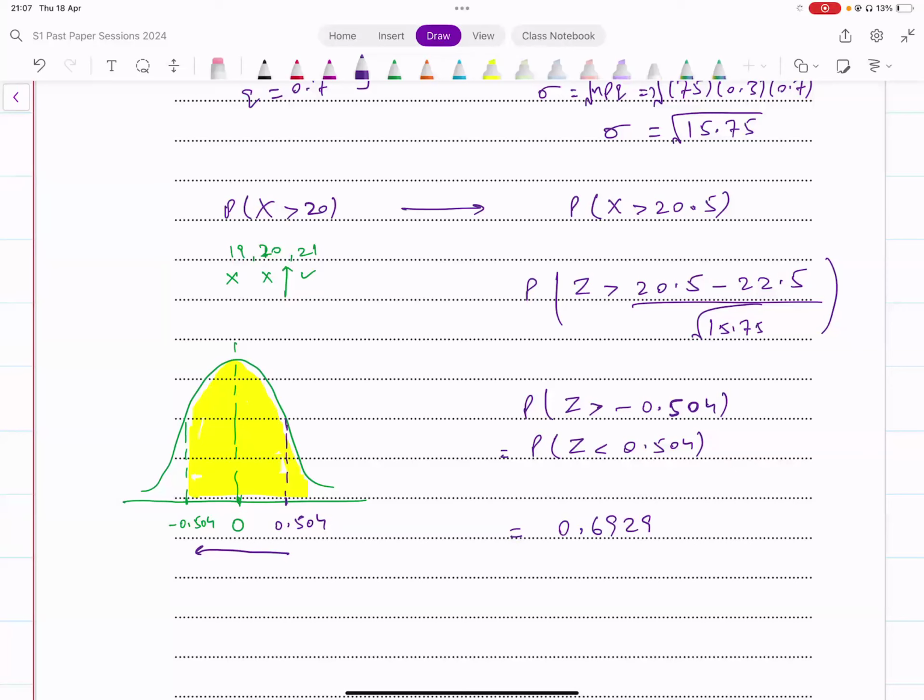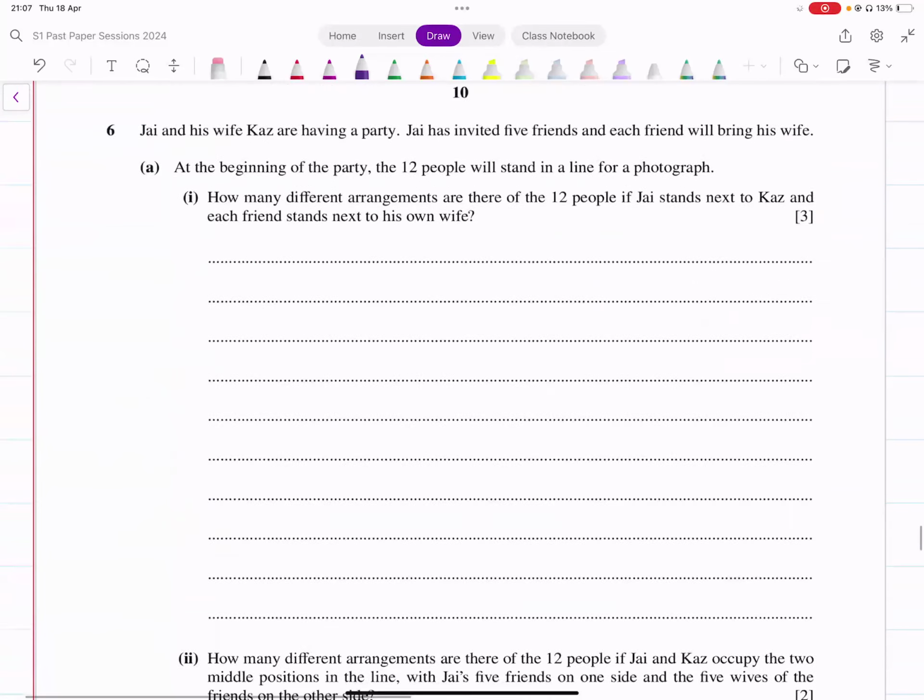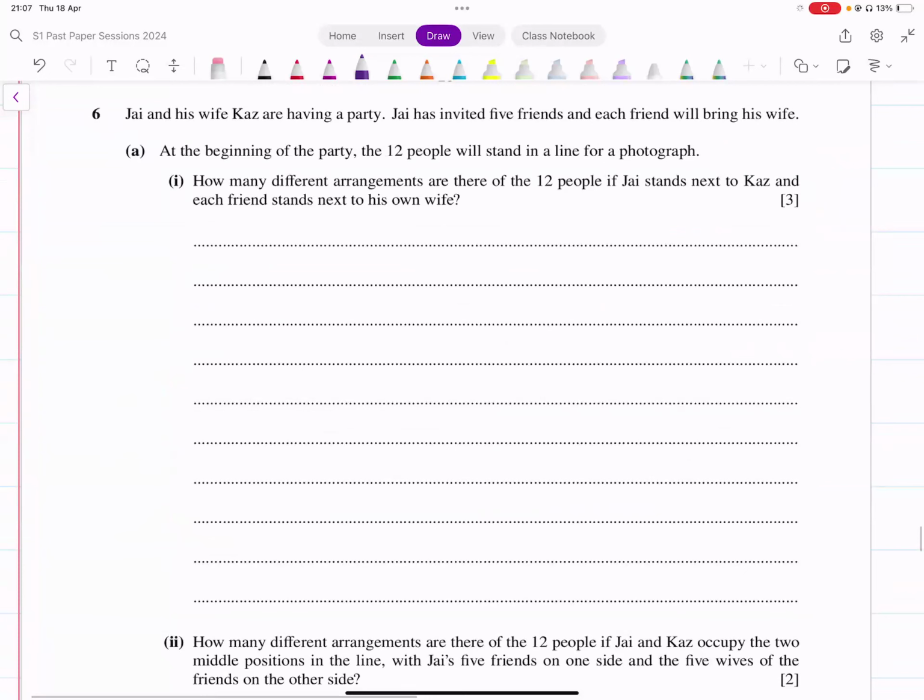Okay. Let's look at the last question now, and then we end. Now we have question number 6. Jay and his wife Kaz are having a party. Now he has invited 5 friends, and each friend will bring his wife. Okay. Now, at the beginning of the party, the 12 people will stand in a line for a photograph. How many different arrangements are there of the 12 people if he stands next to his wife and each friend stands next to his own wife?